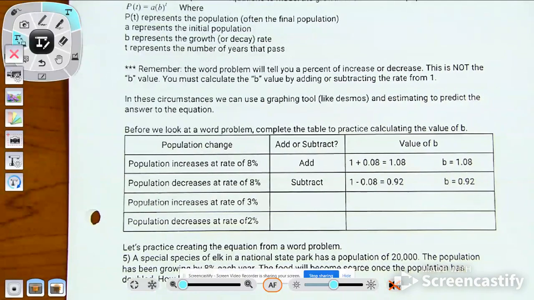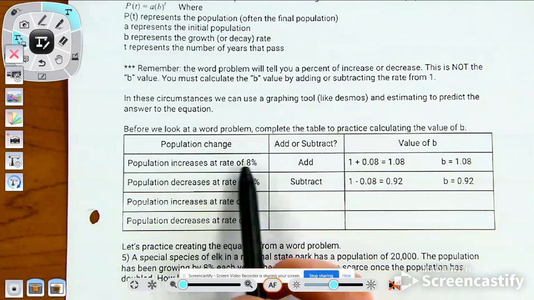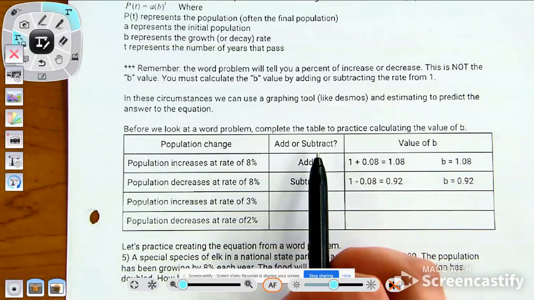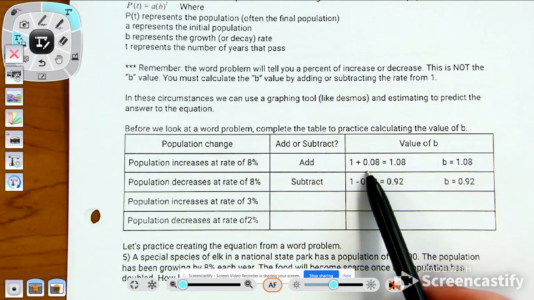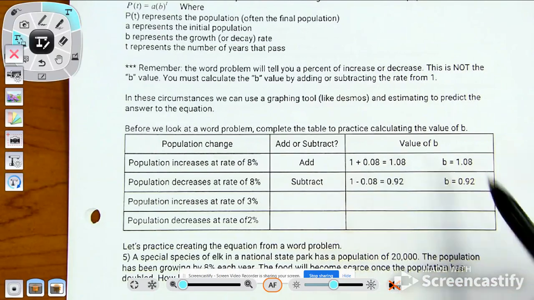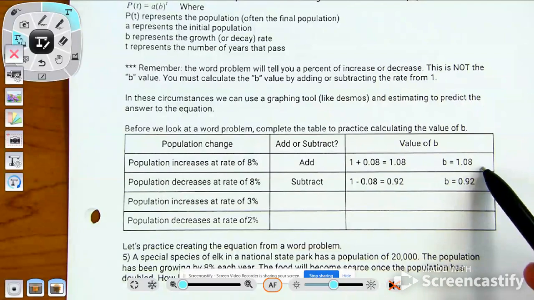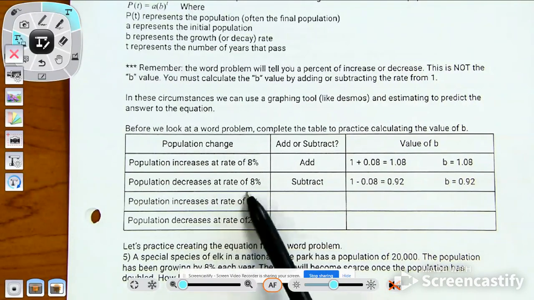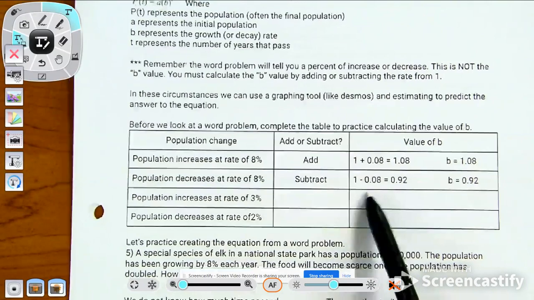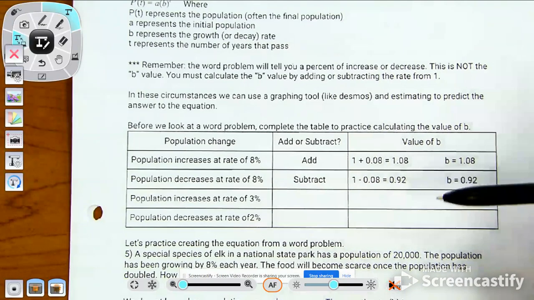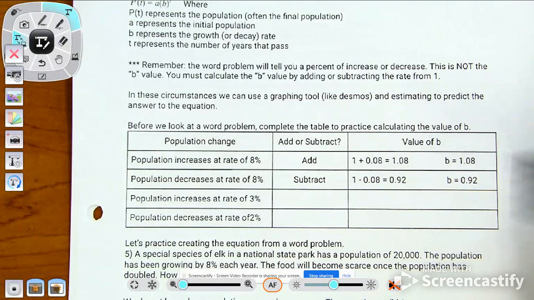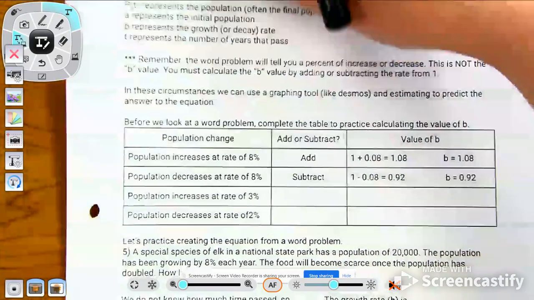So if, for example, a population increases at a rate of 8%, since it's increasing, we're going to need to add it to 1. We do have to change it into decimal form since we can't really add numbers and percents. So 1 plus 0.08 will become 1.08. So we will use 1.08 for b. Whereas if this was a population that decreases at a rate of 8%, we would have to subtract. So this would be 1 minus 0.08, which would leave us with 0.92. So that would be the value that we use for b. You can go ahead and fill out the rest of this table on your own, but we're going to jump into a word problem.